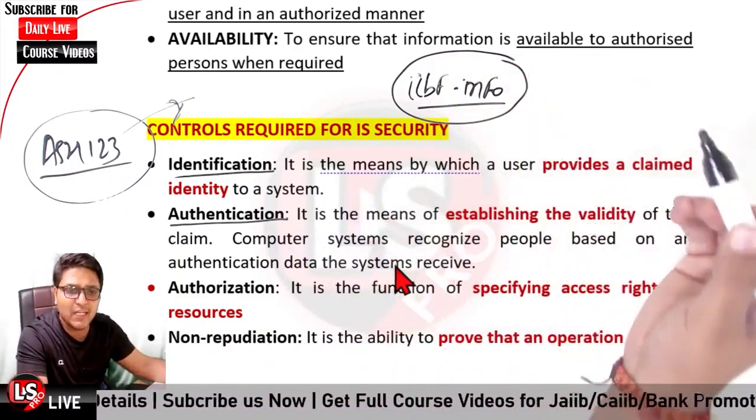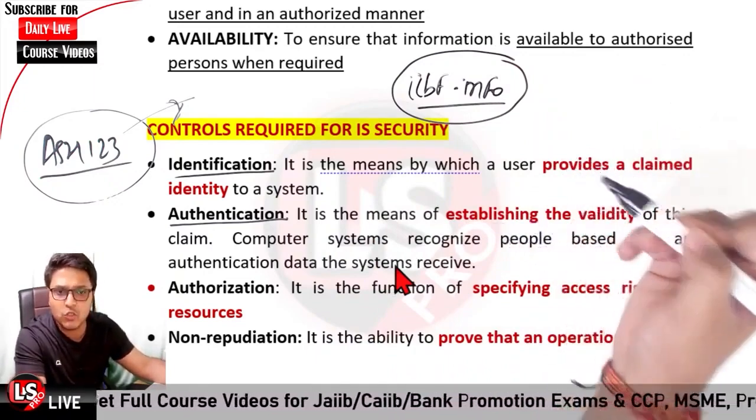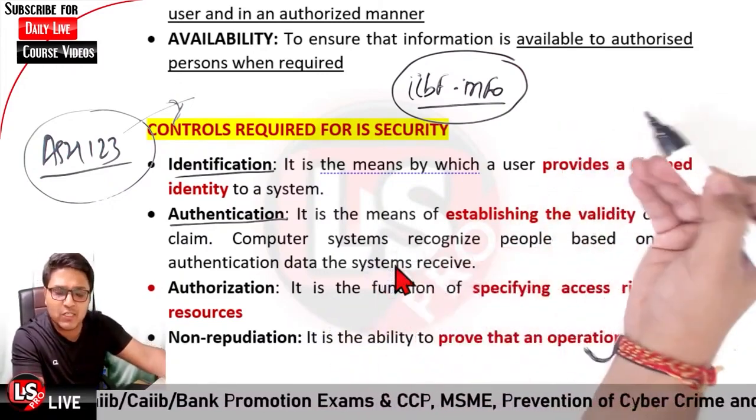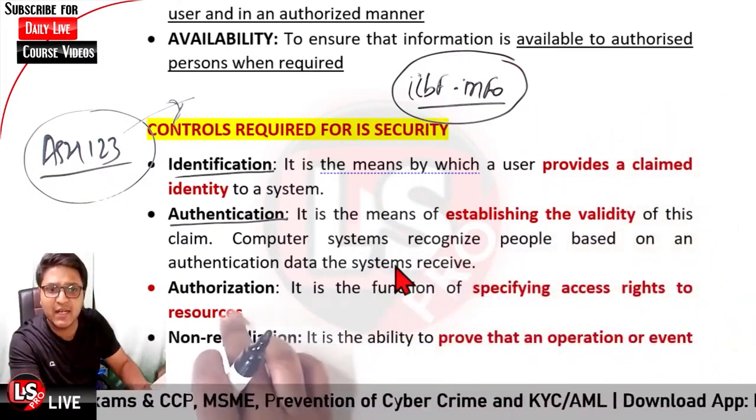And further, when you try to access the materials over there, if you are not a paid user, it will not let you use the materials. That is authorization. If you are a paid user, then you will be authorized to access the data. Otherwise, you will not be authorized to access the data. That is regarding the authorization.